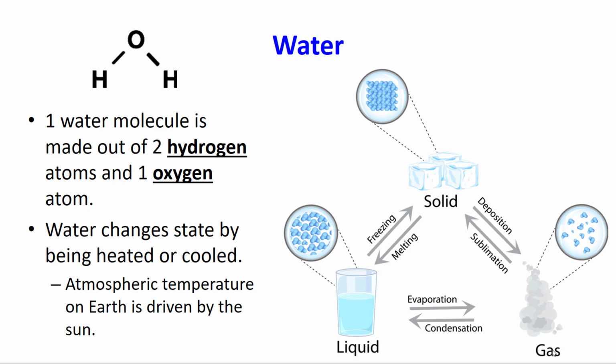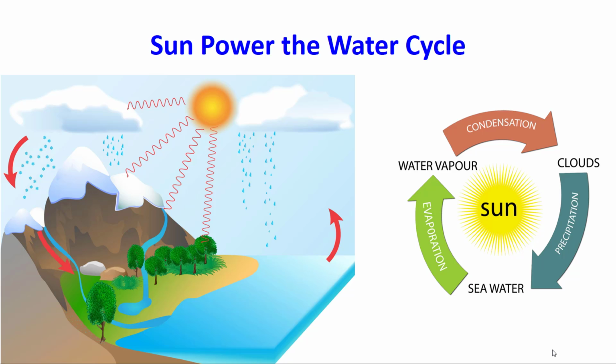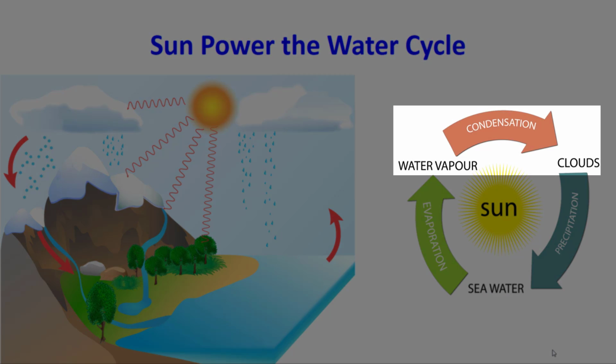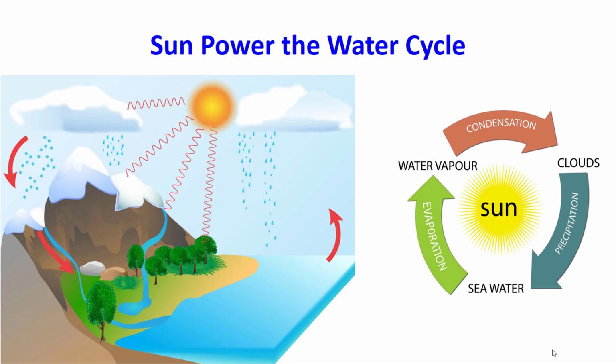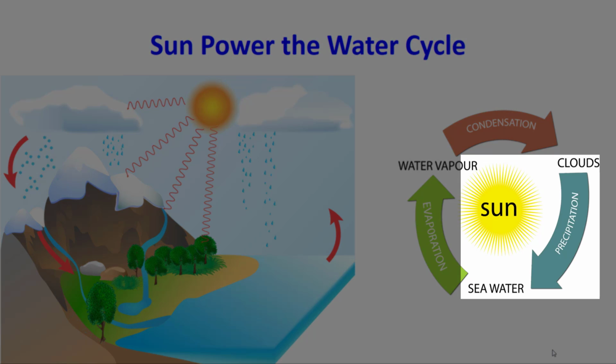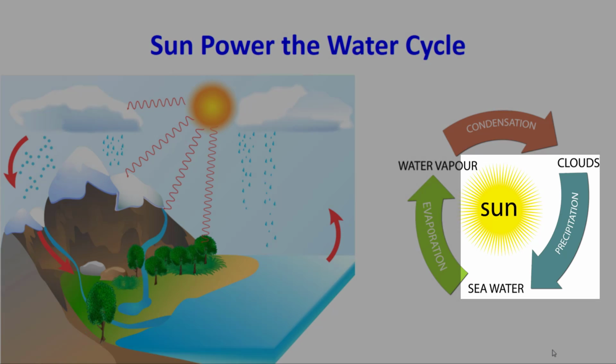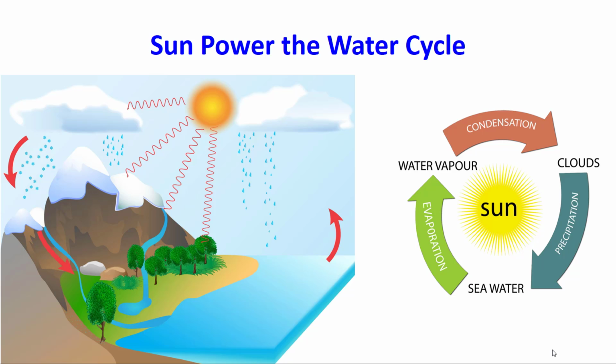The atmospheric temperature on Earth is actually driven by the sun. So the sun powers this water cycle. All right, key thing: the sun will cause evaporation. If things cool off, then water will condense into clouds. And of course, if the clouds cool off even more, it will rain or it will snow, and that liquid water or frozen water, snow, will make its way all the way down to the ocean.